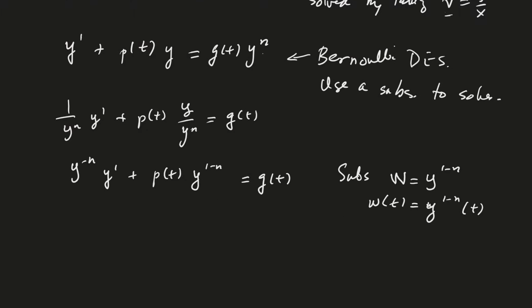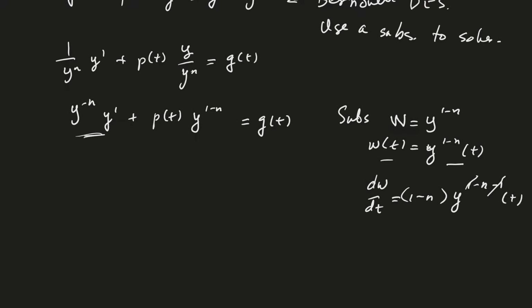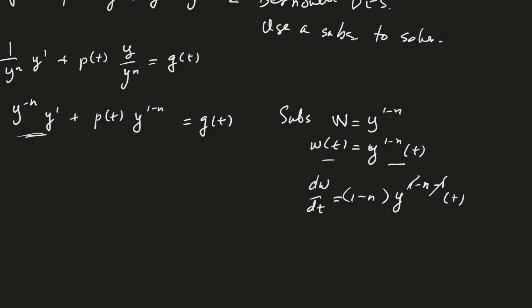Okay, now I need to substitute something in for this expression. So if I differentiate both sides of this, what do I get? dw dt equals 1 minus n times y to the 1 minus n minus 1, right? And so the minus 1 and the 1 cancel, and what do we get? Let me move this over. I'm differentiating with respect to t, right?